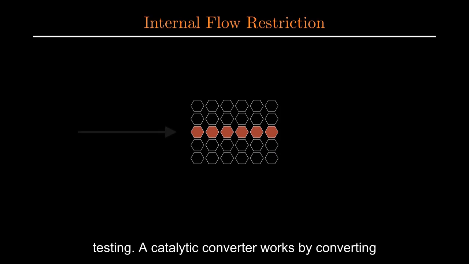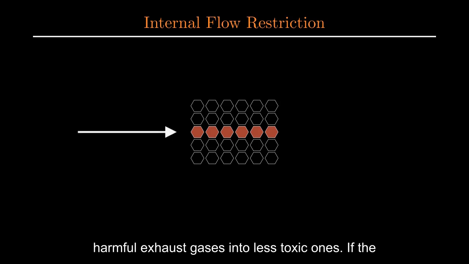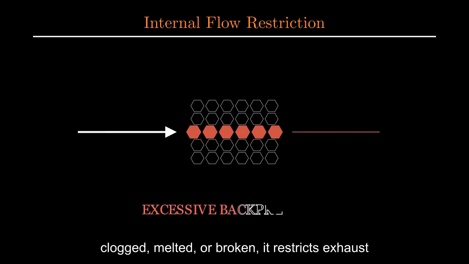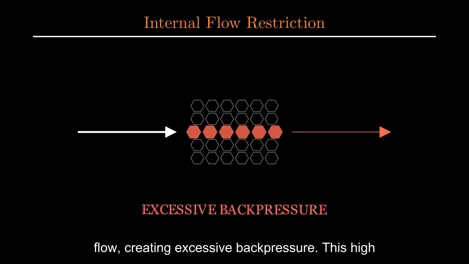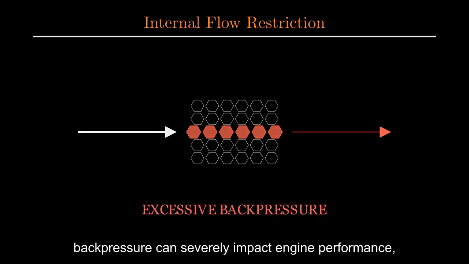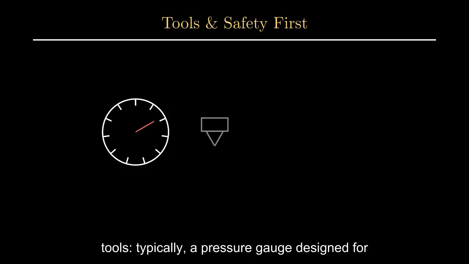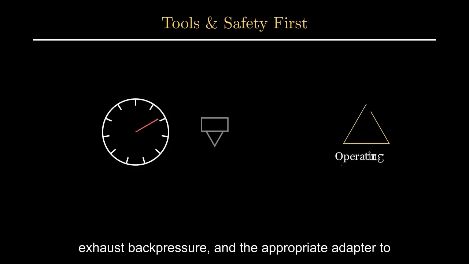A catalytic converter works by converting harmful exhaust gases into less toxic ones. If the internal ceramic honeycomb structure becomes clogged, melted, or broken, it restricts exhaust flow, creating excessive backpressure. This high backpressure can severely impact engine performance, leading to symptoms like a lack of power, poor acceleration, and even stalling.